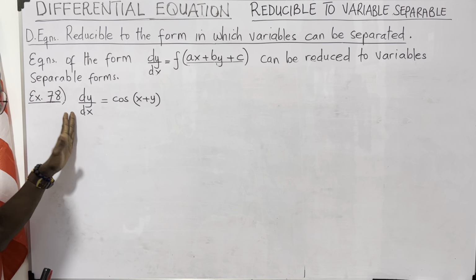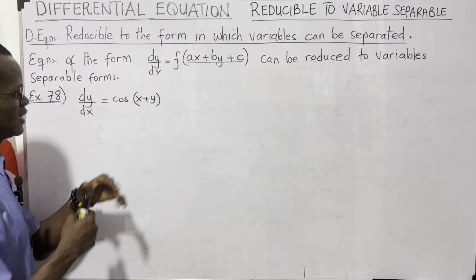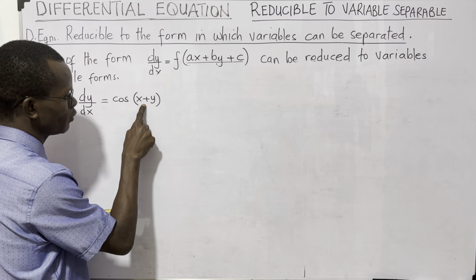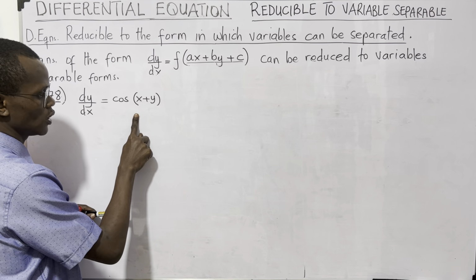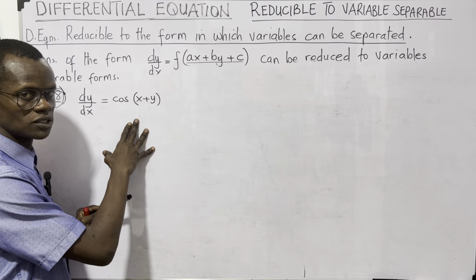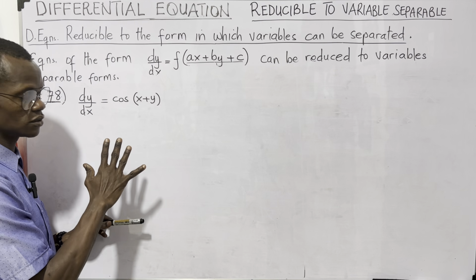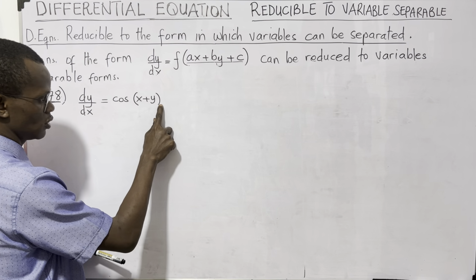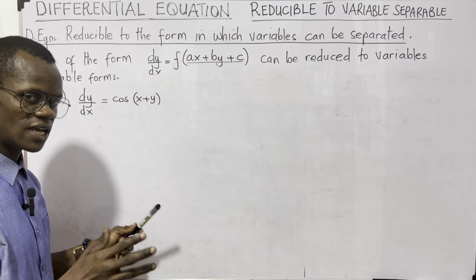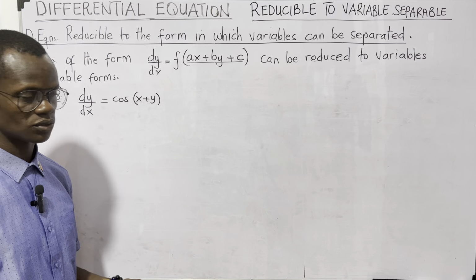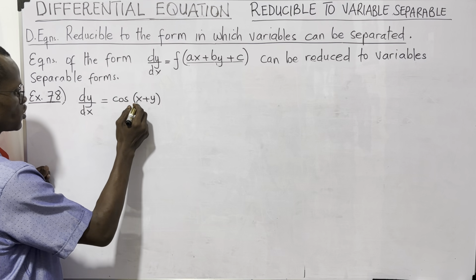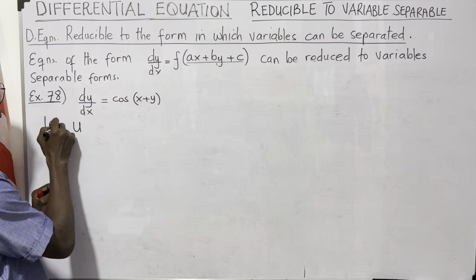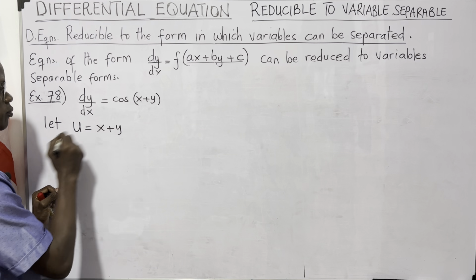Now, dy by dx is equal to cos of x plus y. If we only had a single variable within this parenthesis, it would have been easier for us to separate the variables and find the general solution of this differential equation. But because you have two separate variables, it's a kind of challenging thing for us to separate the variables. So what we need to do is to substitute this x plus y with some variable. So we say let u equal x plus y.